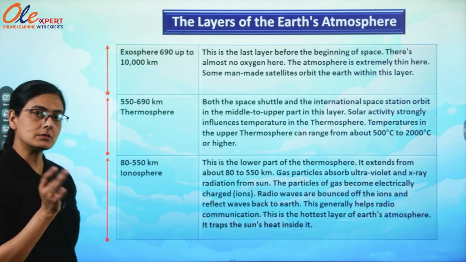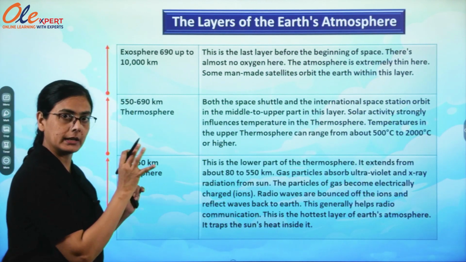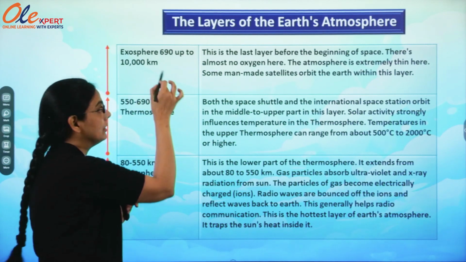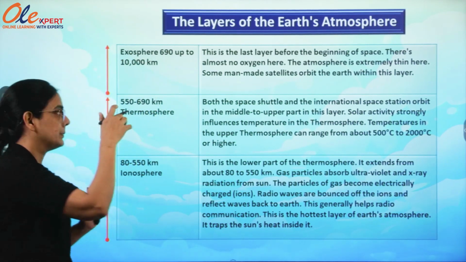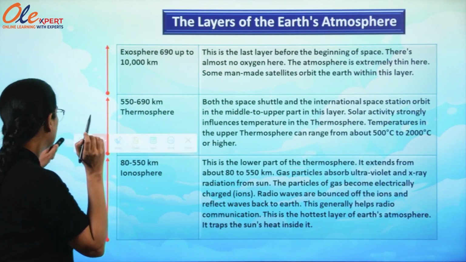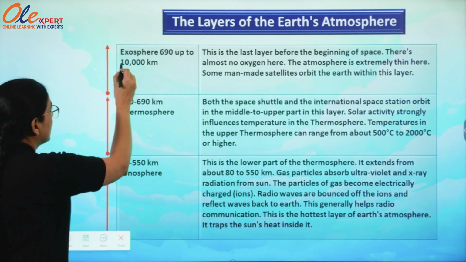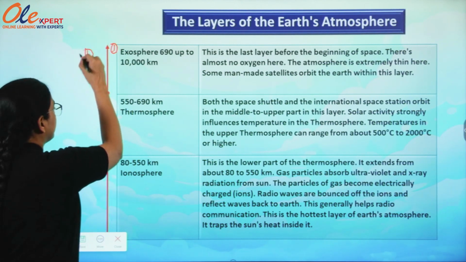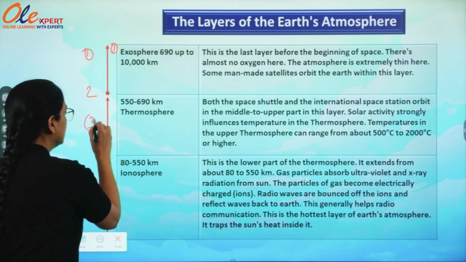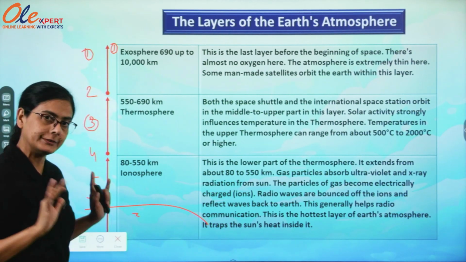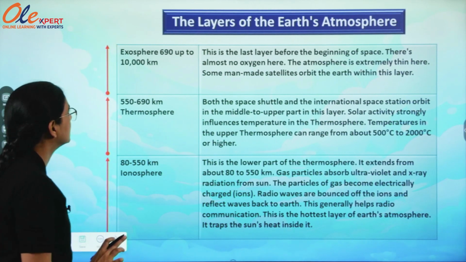Okay, so coming from space, the first layer from space will be the exosphere. From space we count 1, then 2, then 3, then 4, then 5, coming to the surface of the Earth. Fine, no confusion, I think.